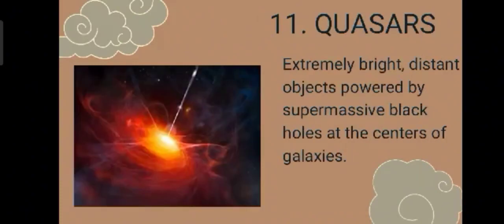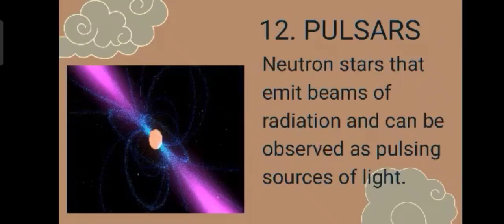Quasars. Extremely bright, distant objects powered by supermassive black holes at the center of galaxies. Quasars are extremely bright and are at the center of a galaxy. Pulsars. Neutron stars that emit beams of radiation and can be observed as a pulsing source of light. These beams of radiation can be observed as a pulsing source of light.